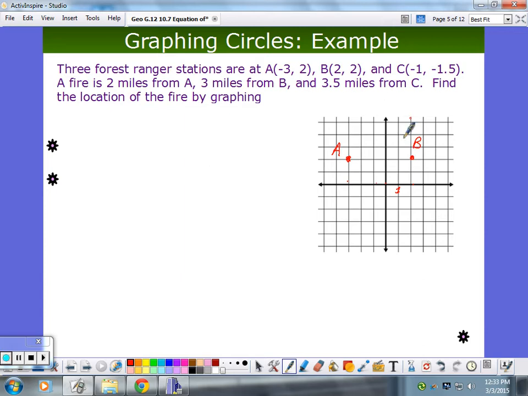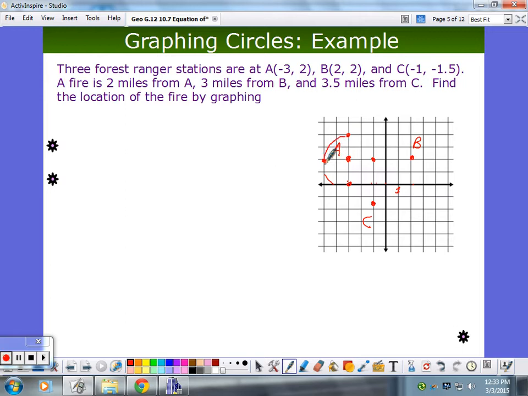And then C is at (-1, -1.5). So those are where the ranger stations are on my grid. Now they're telling me a fire is 2 miles from A. Well, 2 miles from A could be here, here, or here. It could be any of these locations 2 miles away.